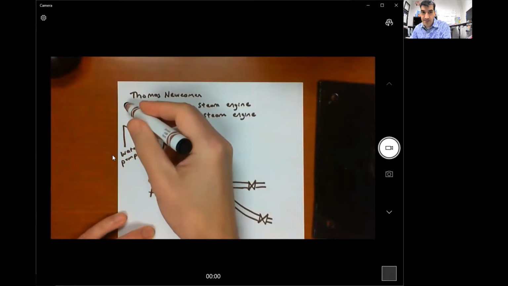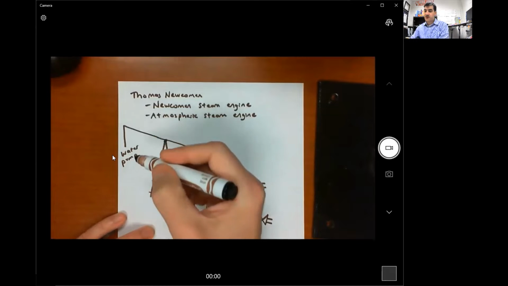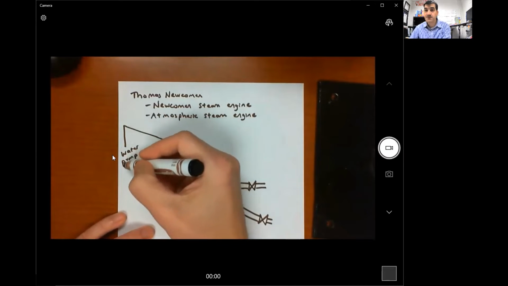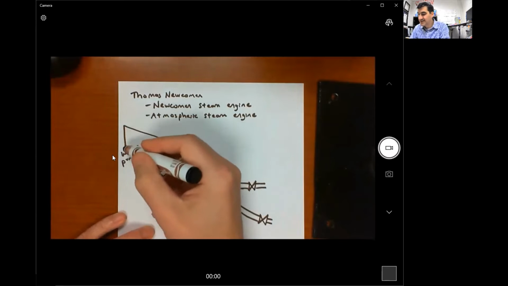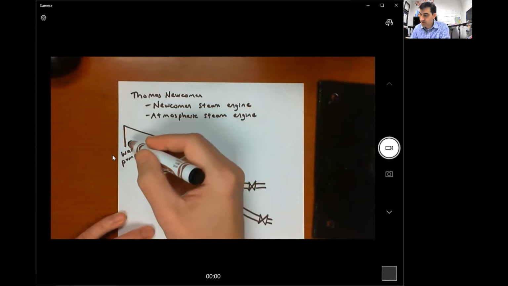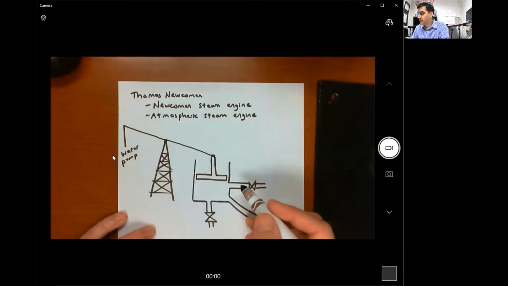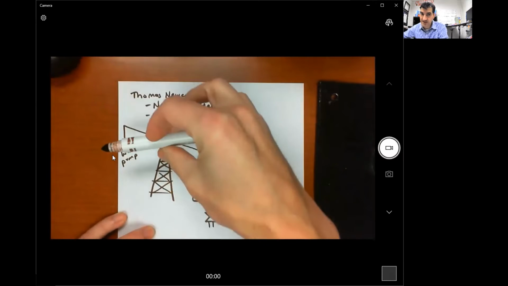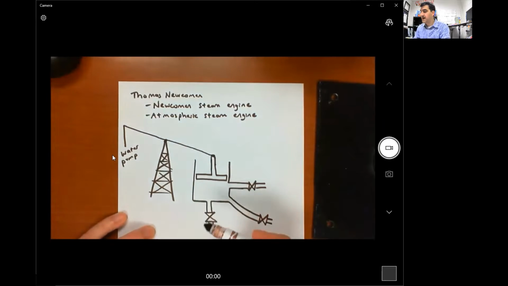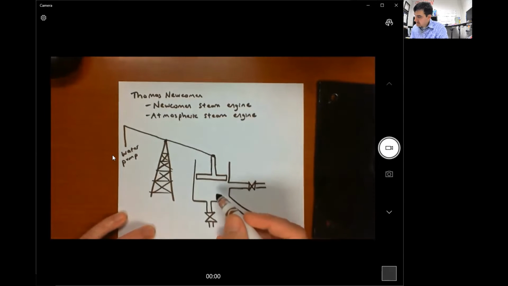It's going up and down and up and down, and it's moving the piston in this pump to pump the water out of the mine. So I'm not going to concern myself or us with the details of the water pump. We're just focusing on how do we make this lever pivot back and forth like this to pump water out of the mine. All right, so we got this cylinder.